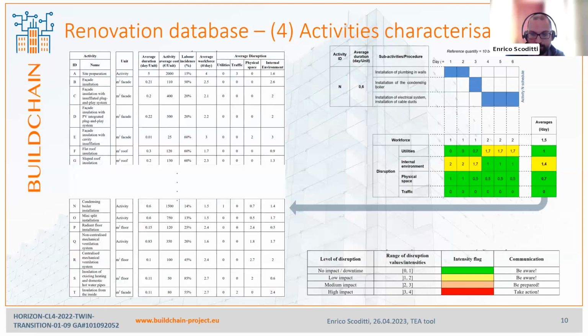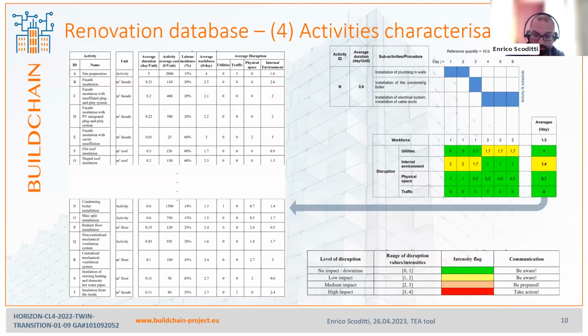As said, only 4 types of disruption have been considered, namely the disruption of traffic, interruption of utilities, physical space, and internal environment. As shown in the table at the bottom right, some levels of disruption are considered as part of the normal operation of the building, whereas some others could significantly impact the entire renovation project and its benefit.